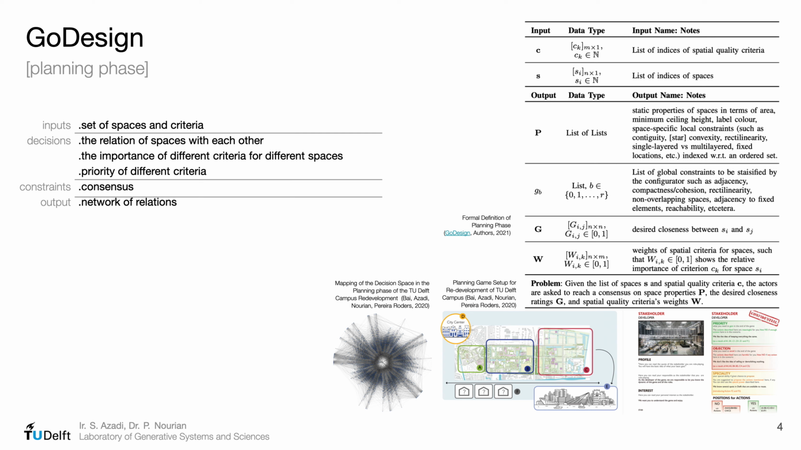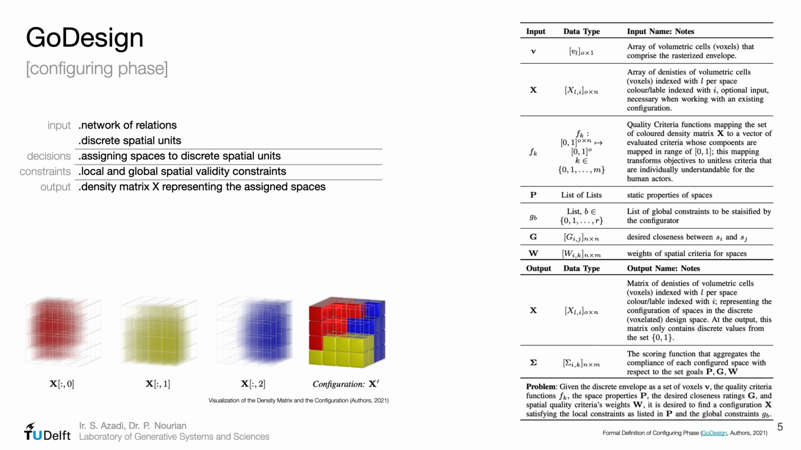What are the spaces and their requirements? How close do the spaces need to be to each other? How important is each one of the criteria for each space compared to other spaces and also compared to other criteria? The main constraint of this phase is consensus. Actors need to agree on one set of relations. The consensus can be reached through conventional negotiations or through decision support mechanisms and serious gaming. The output of this phase is a hypergraph that describes all the relations that have been specified.